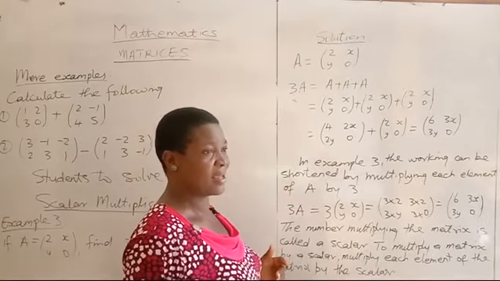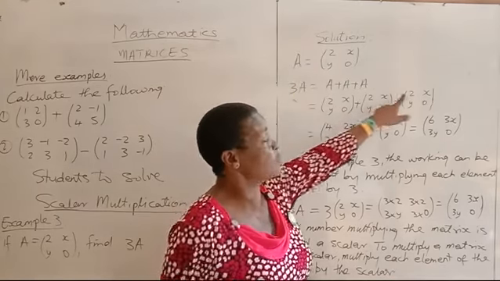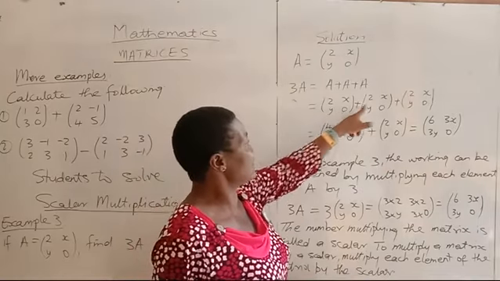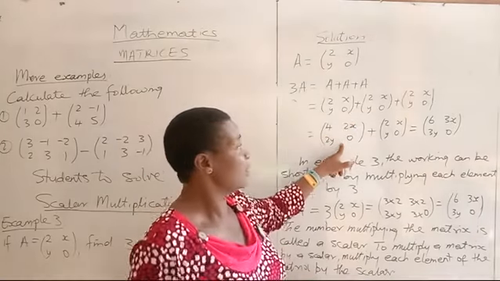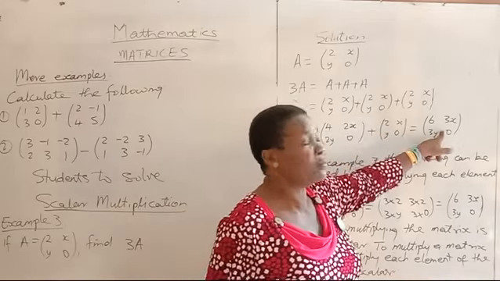You do substitution. Anywhere you see A, you leave the given matrix and put there, which is this plus this plus this. Adding, we have: add this and this, you get this. Then add the third one, which is this. And the sum will be equal to this.